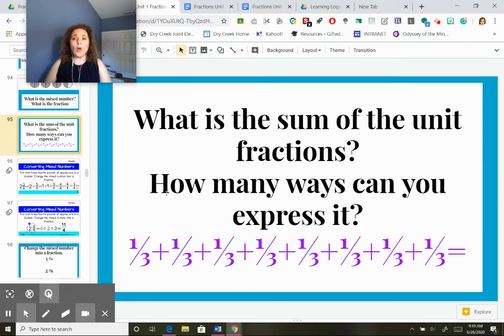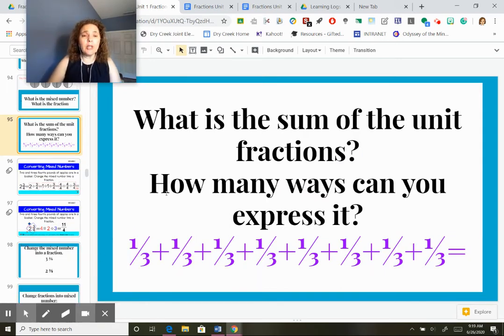All right, what's the sum of the unit fractions? How many ways can you express it? So try it as a mixed number and an improper fraction. So try this one both ways, all right? I know it doesn't say try it, but go ahead and try this one. Pause the video.